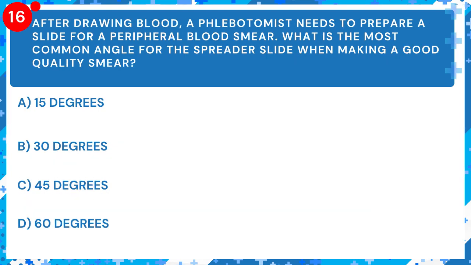Question 16. After drawing blood, a phlebotomist needs to prepare a slide for a peripheral blood smear. What is the most common angle for the spreader slide when making a good quality smear? A. 15 degrees. B. 30 degrees. C. 45 degrees. D. 60 degrees.